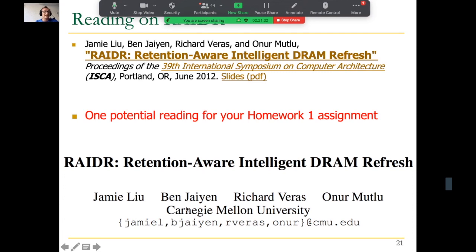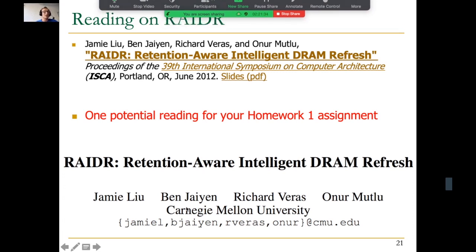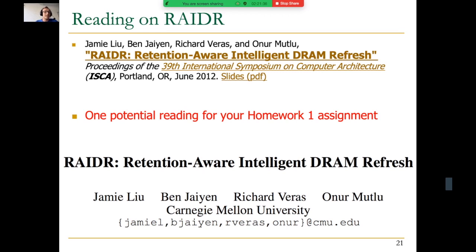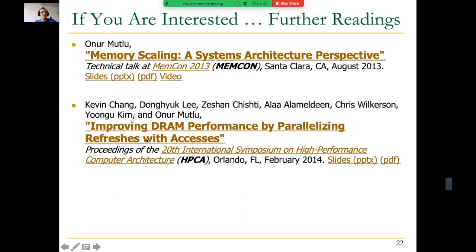That's the thing that started what I'm going to talk about next. This is one potential reading for your homework 1 assignment. I'd recommend reading it because you will learn about Bloom filters also. And if you're interested, there's further readings that I will recommend. This is a position paper that I had written saying that we should really look into these memory scaling issues. And this is another way of solving the refresh problem just from a performance perspective by parallelizing refresh with accesses.